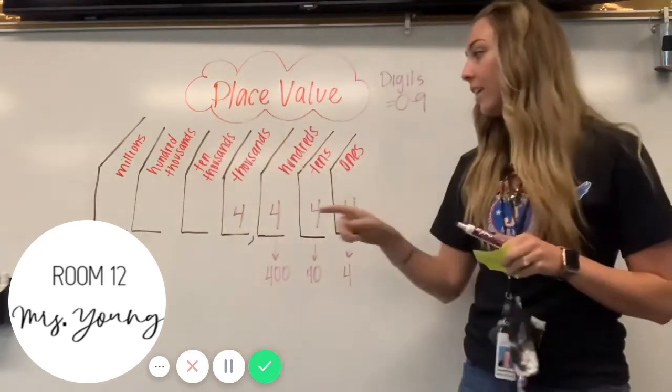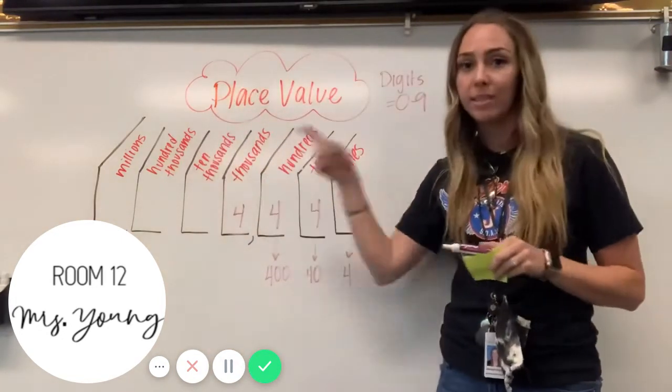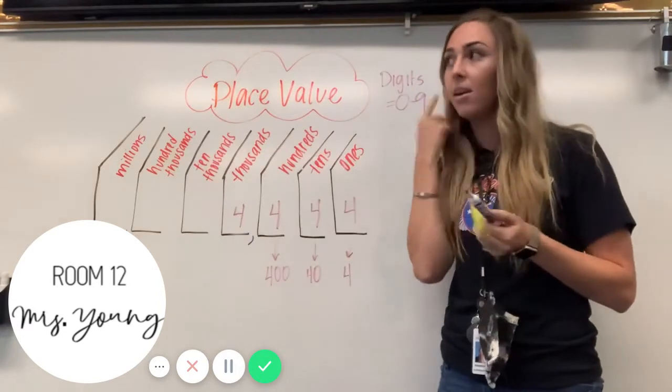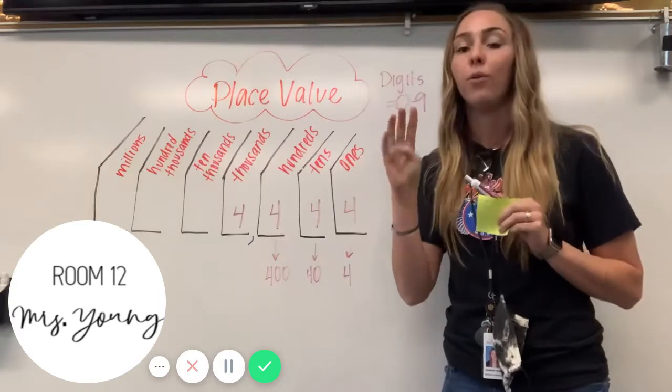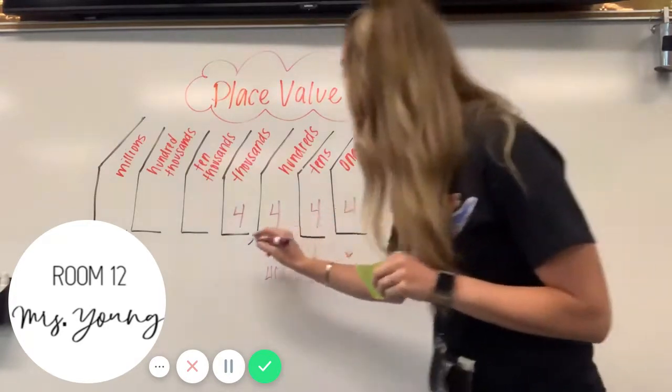And then finally, 4 thousands. You can probably already hear what it's going to be. 1,000, 2,000, 3,000, 4,000.